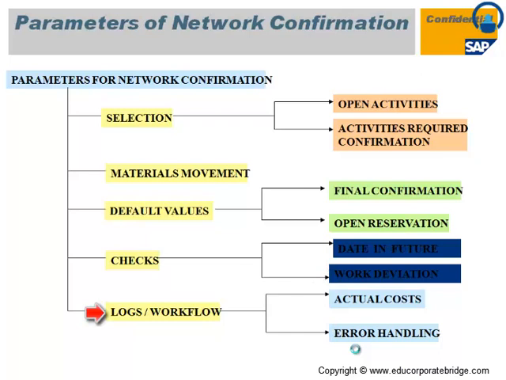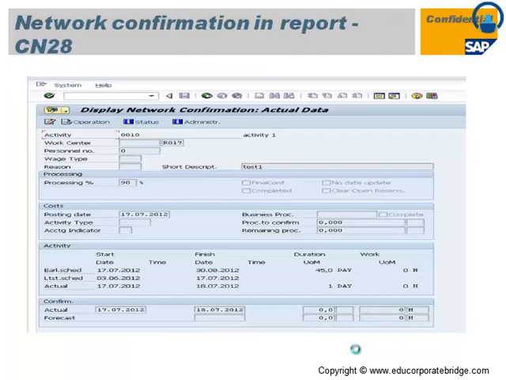The log for the actual cost, that you can get the actual cost on that particular activity, how much actual cost has been incurred on the particular activity, that can be found out. Network confirmation in the report CN28.